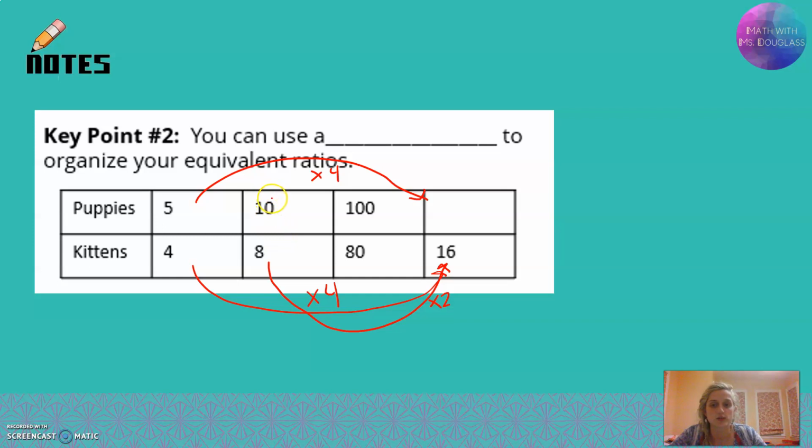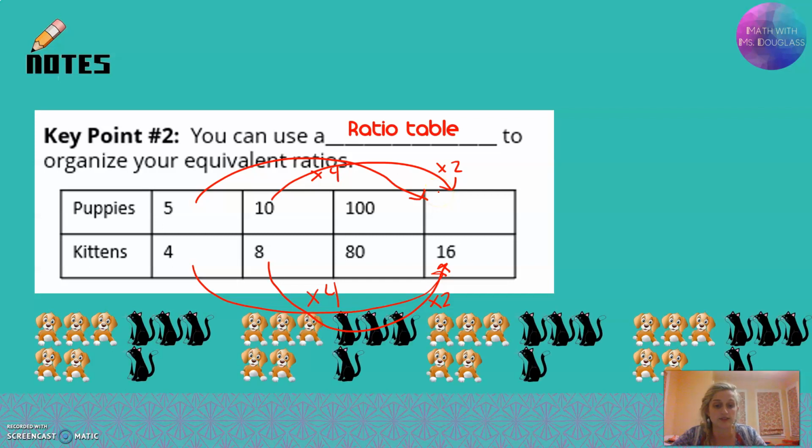You just have to then go to your 10 and say, well, 10 times 2, that's going to be how many puppies I have. You'll notice that 5 times 4 is 20, just like 10 times 2 is 20. I have 20 puppies if I want 16 kittens. So those are equivalent ratios in ratio tables. They're really easy to draw.